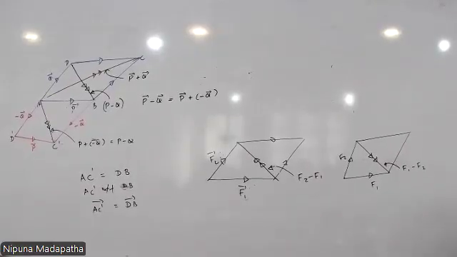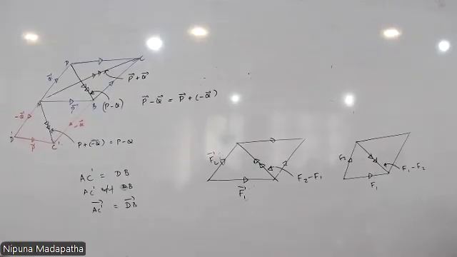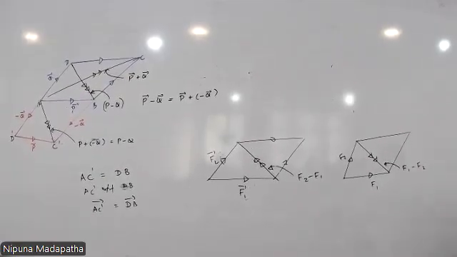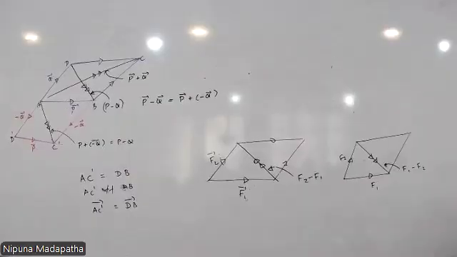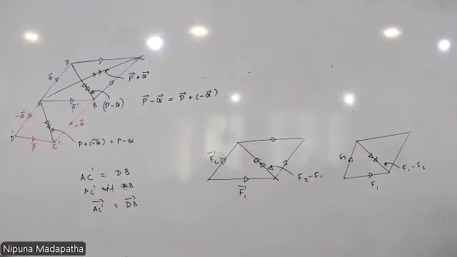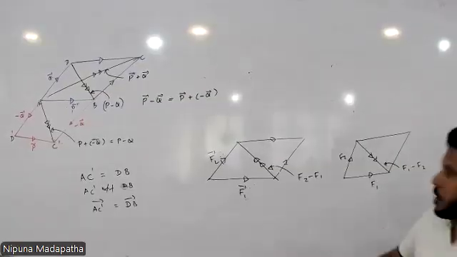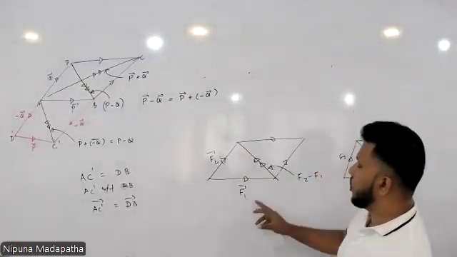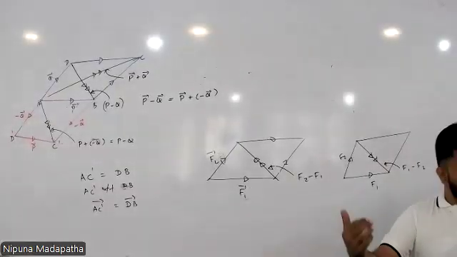In the parallelogram ABCD shown in the figure, AC represents F1 plus F2. Is it correct? AC represents F1 plus F2. Correct or incorrect? Correct. A is correct. BD represents F1 minus F2. Yes or no? BD represents F1 minus F2. No. It should be F2 minus F1.